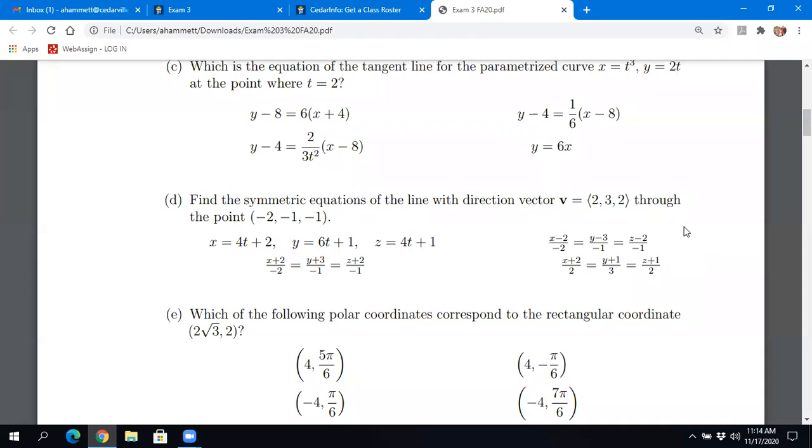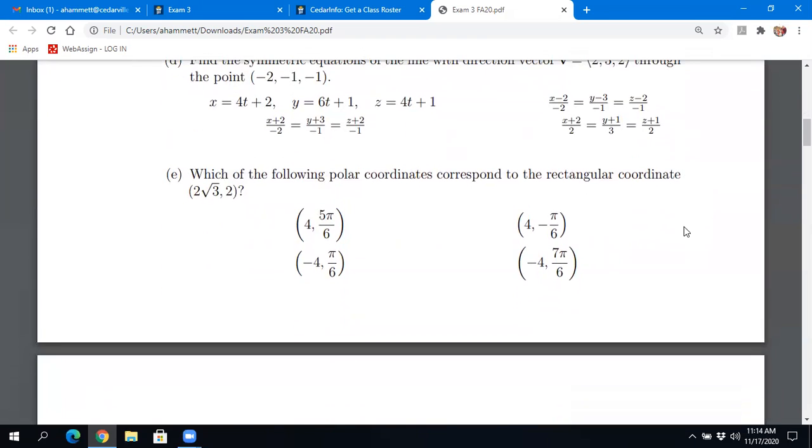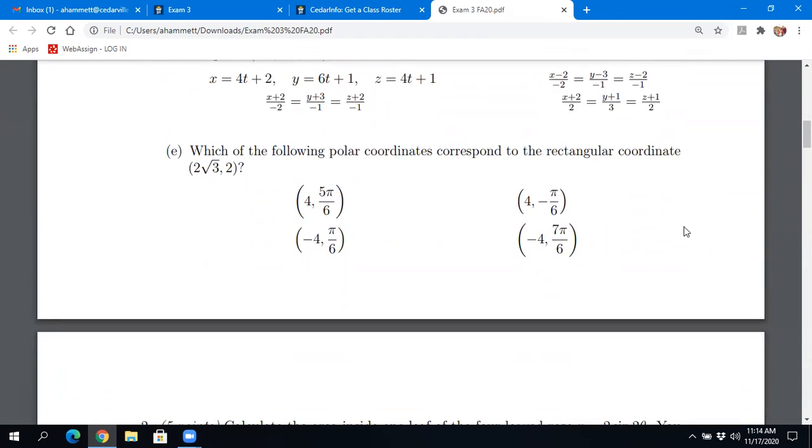So what about this? Which of the following polar coordinates correspond to the given rectangular coordinate? Well, this one was fairly straightforward. You didn't even need to know what you're doing other than the fact that this point, what quadrant does 2 radical 3 comma 2 live in? Well, that's in the first quadrant, right? And then you ask yourself, is this first point in the first quadrant?